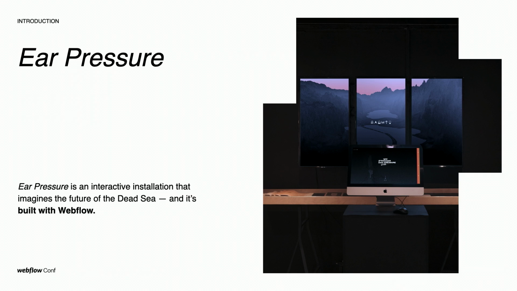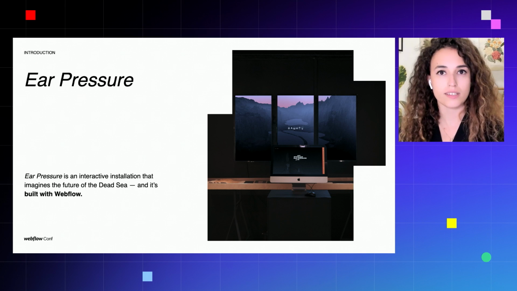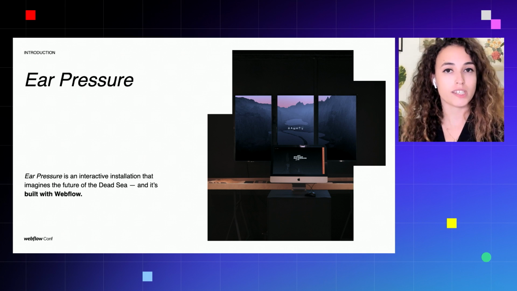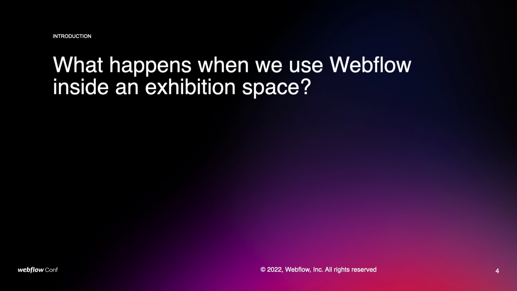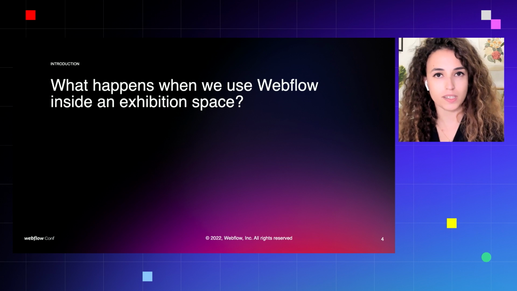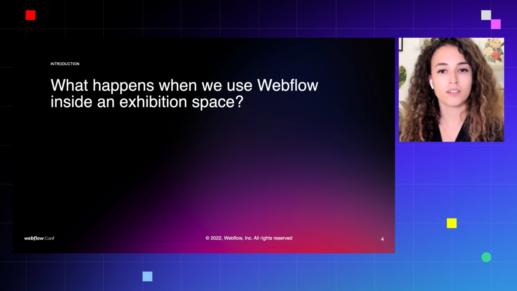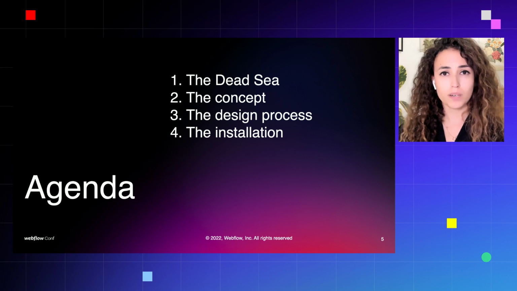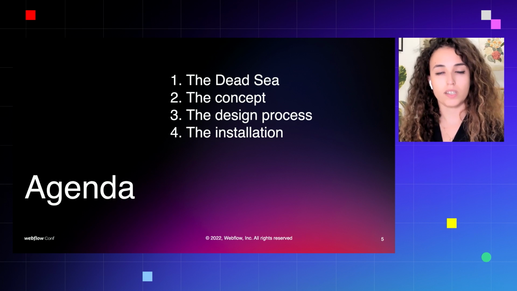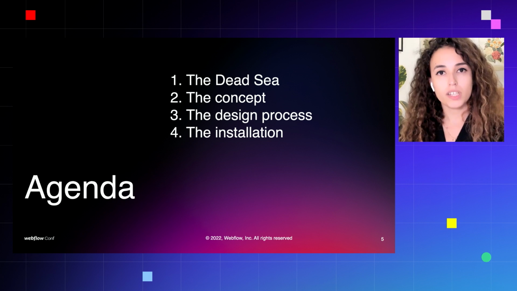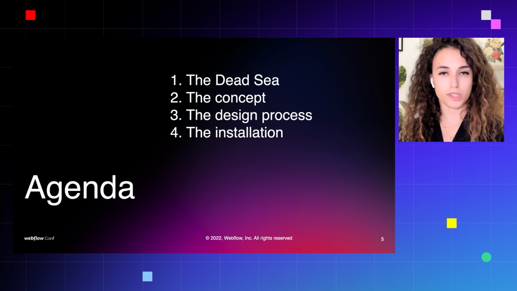This is an interactive installation that imagines the future of the Dead Sea, one of the most beautiful yet dying areas in the world, and the installation itself is built with Webflow. We got used to websites being experienced through browsers. But what happens when we use Webflow inside an exhibition space or any other space that it's not meant to be used in? So I'd like to start with a brief background about the Dead Sea, then continue talking about the concept of the project, the design process and the challenges that it brought, and eventually the installation and the final exhibition it was presented in.